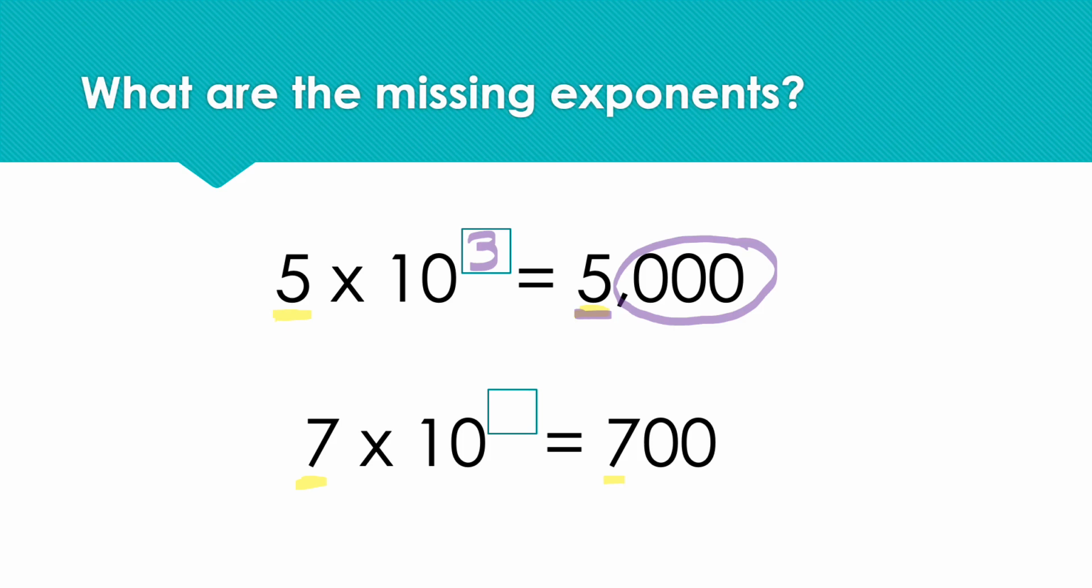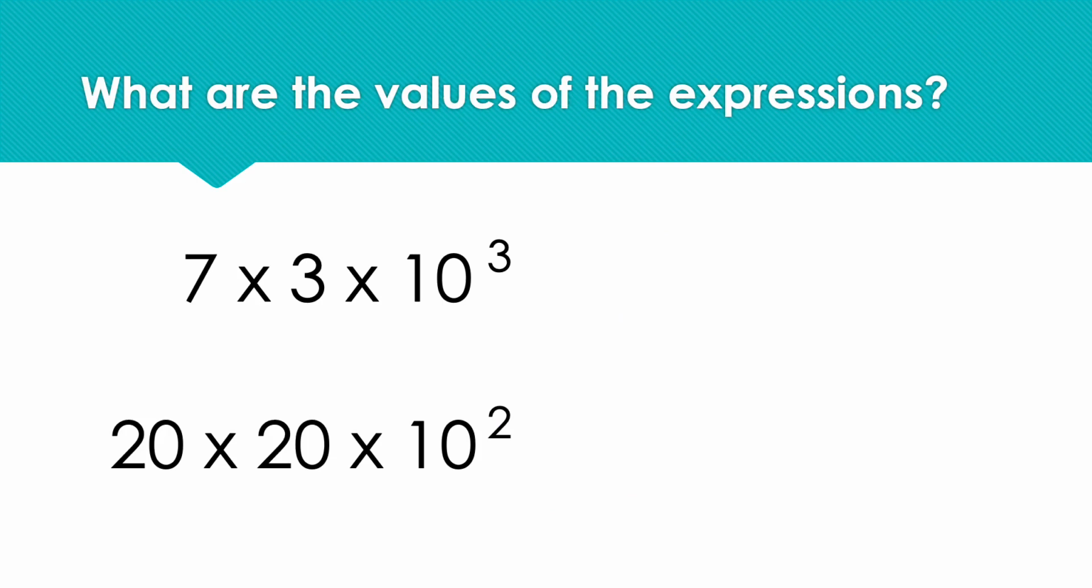7 times 10 to what would give 700? Well, they multiplied 7 times 100. That gave them those 2 zeros behind it. You see where I'm getting those from? This has 3 zeros. This has 2 zeros. And then finally, they're going to just touch it up a little bit more, just make it a little bit harder, but not too much.